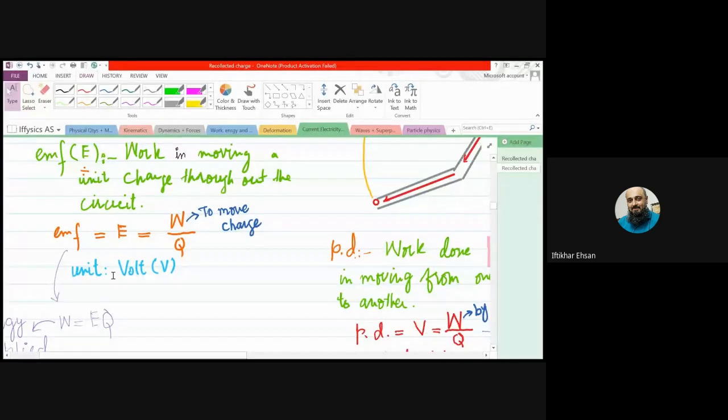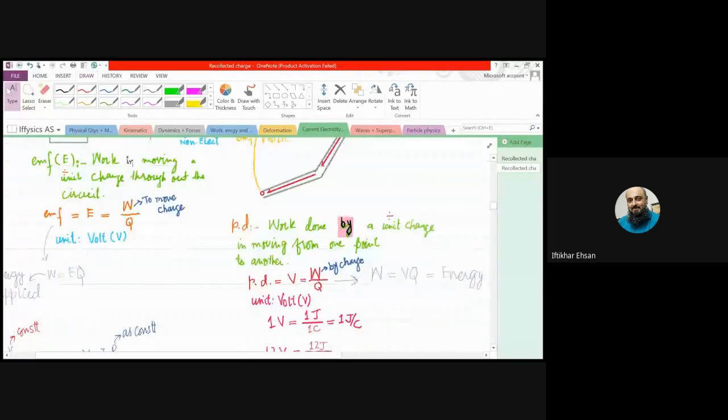And potential difference is work done by a unit charge in moving from one point to another or moving across an appliance. So now you have to keep in mind these two words.